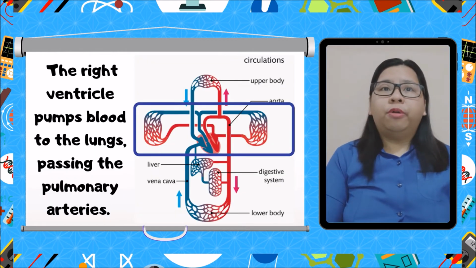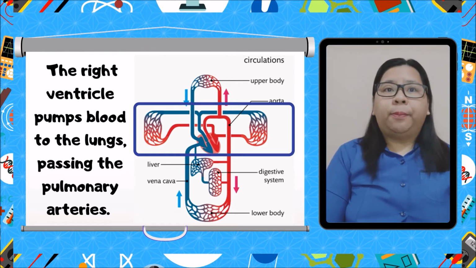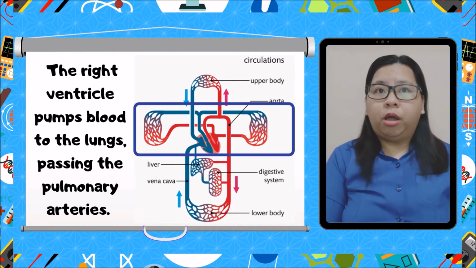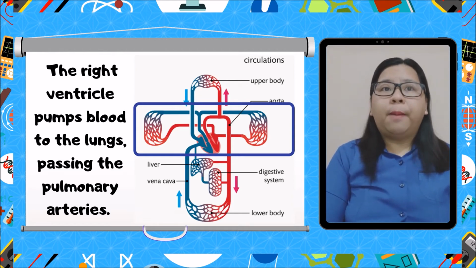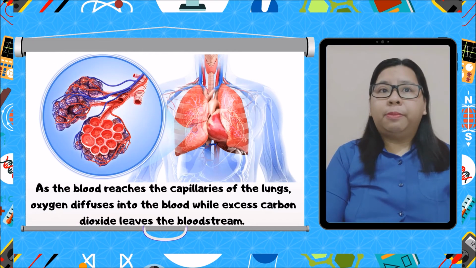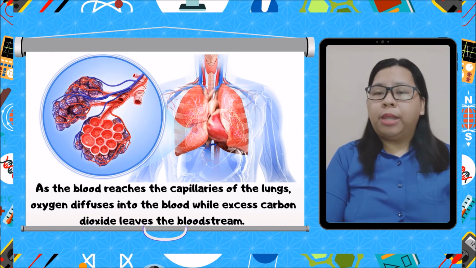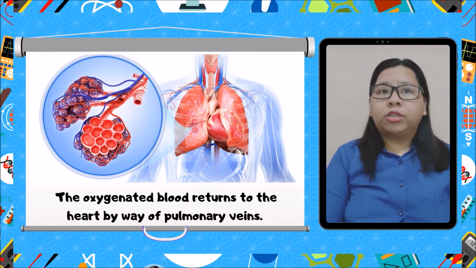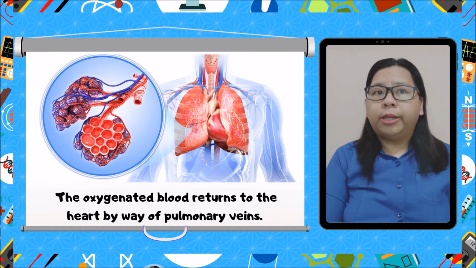So this is the flow of the blood to the heart, to the capillaries of the lungs, and back to the heart. The right ventricle pumps blood to the lungs, passing the pulmonary arteries, and as the blood reaches the capillaries of the lungs, oxygen diffuses into the blood while excess carbon dioxide leaves the bloodstream. The oxygenated blood returns to the heart by way of pulmonary veins.